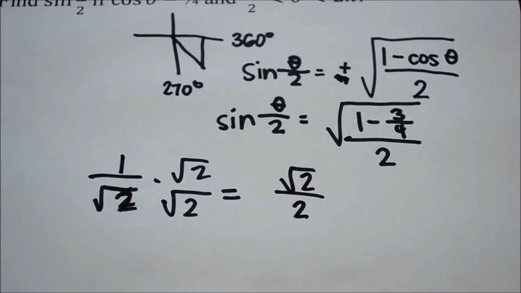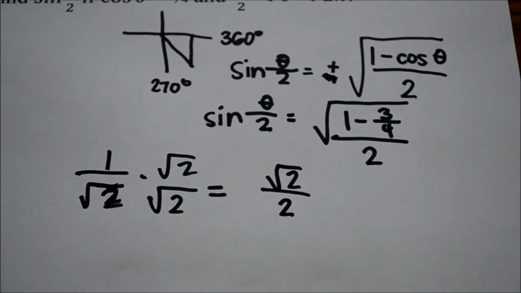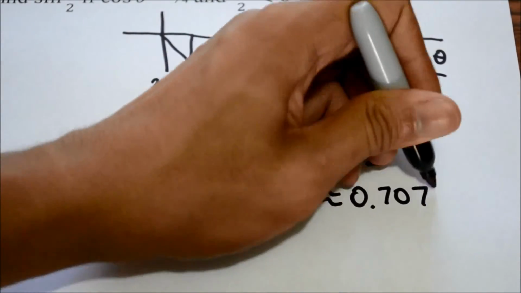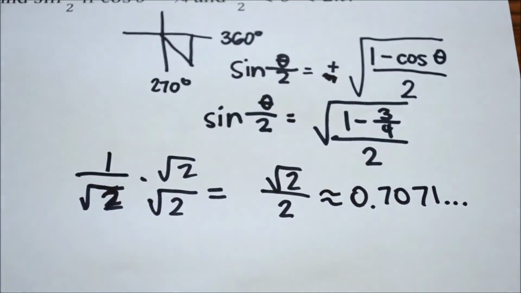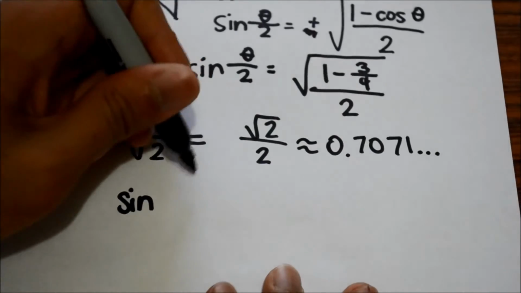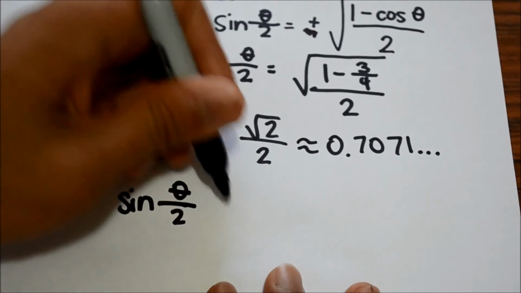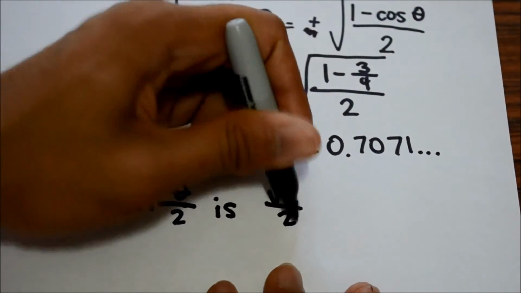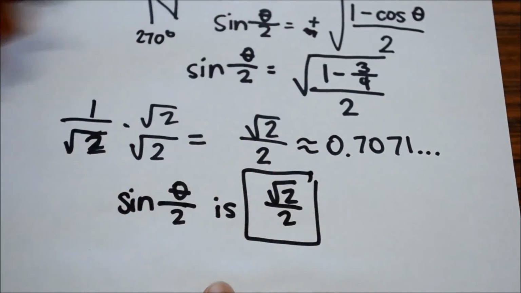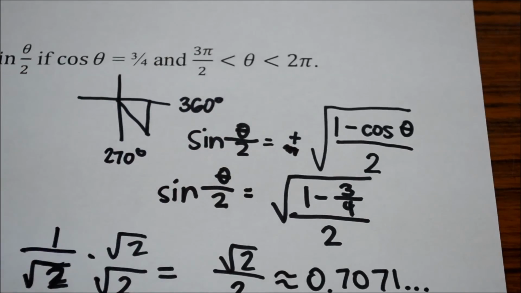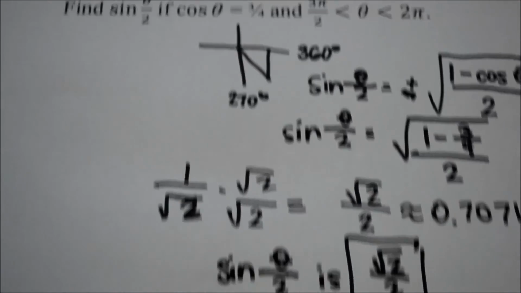Then you can use the calculator to find the decimal value of square root of 2 over 2, which would give you approximately 0.7071, and then it's continuous. So the value of sine of theta over 2 is square root of 2 over 2, which is inside of our given domain. And that's it for our problem.